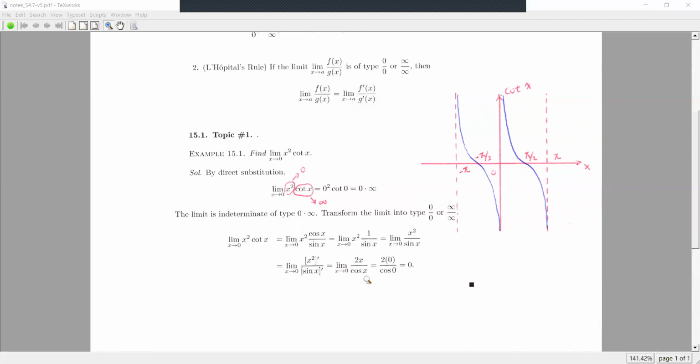To find this limit, try direct substitution. Plug in 0 in x, then we get this number. This time, cosine of 0 is 1. So 0 over 1 is 0. So this limit is 0.